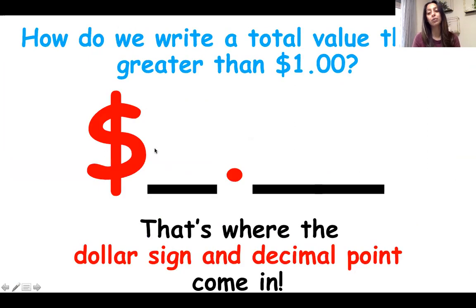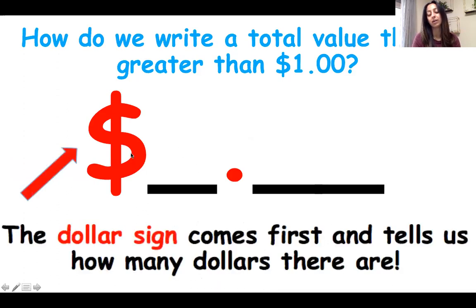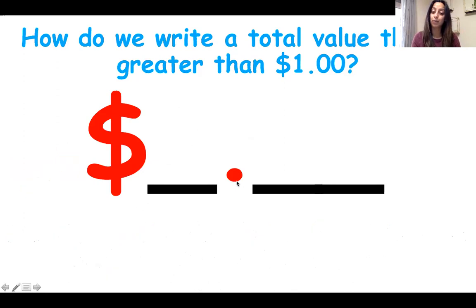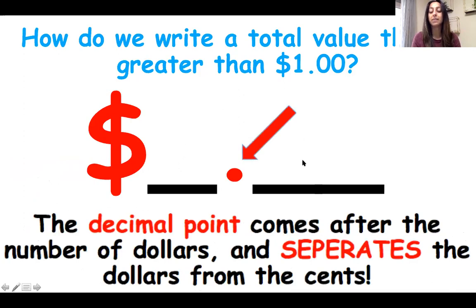Now, how do we write a total value that is greater than $1, right? We don't use a cent sign unless we only have cents or an amount less than 100 cents or less than $1. If we have more than 100 cents or more than $1 or exactly $1 or more, we use the dollar sign and the decimal point. The dollar sign tells us how many dollars there are. So we write the dollar sign and then write how many dollars we have. The decimal point separates the dollars from the cents. So on this side, we write how many total dollars we have. And on this side, we write how many leftover cents we have.